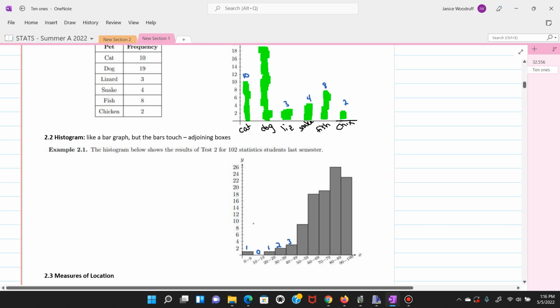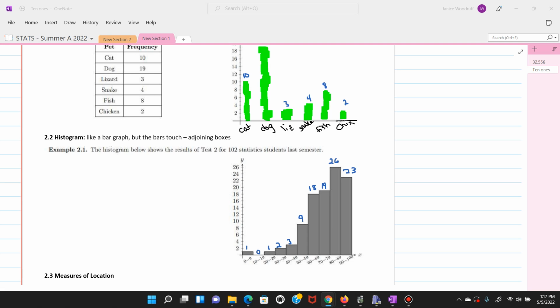50 and 59, if I line that up, that looks like 9. 60 and 69 lines up with 18. 70 and 79 lines up with 19. 80 to 89 looks like 26. And then 90 to 100 is going to line up to, looks like 23 to me. 23. So there's your histogram.